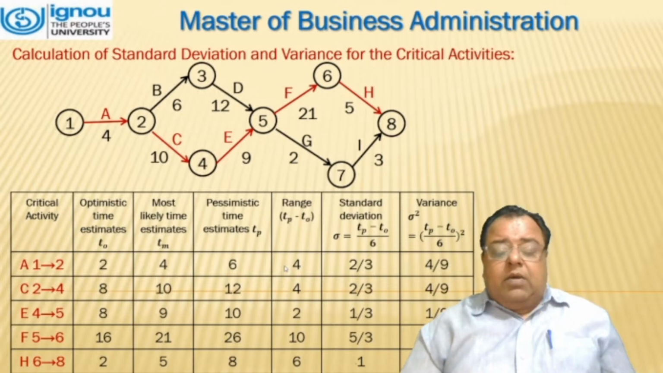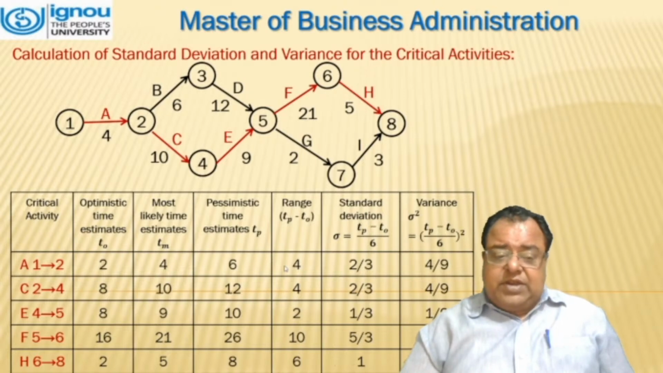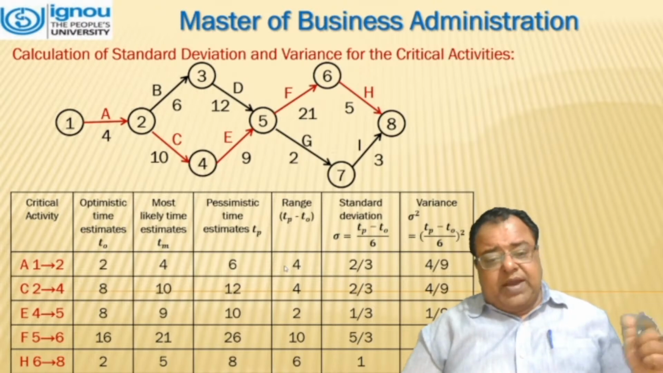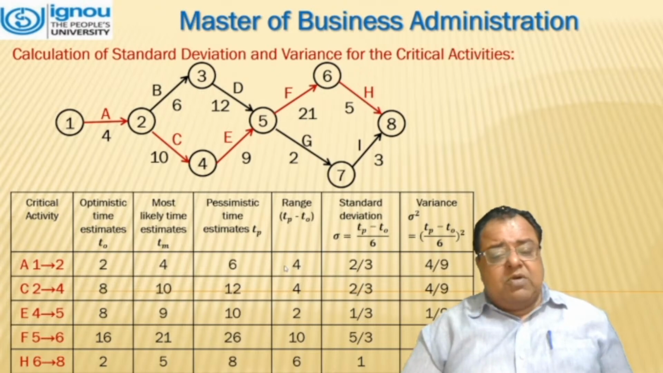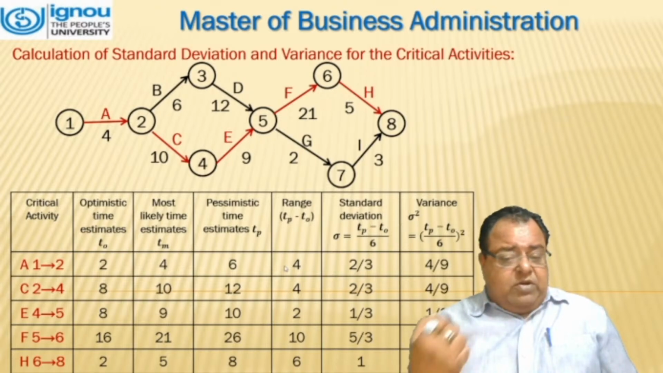Now, what we have to find? We have to find the range. Range is TP minus TO, that means the difference between the pessimistic time and the optimistic time. Next step is to calculate the standard deviation. Standard deviation is TP minus TO divided by 6. It is calculated over here.